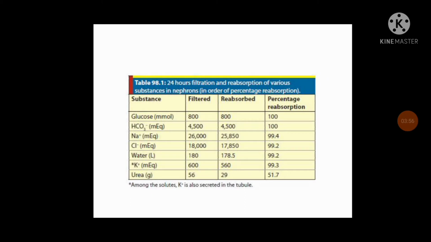Here the percentage of reabsorption for the different substances has been given. Glucose and bicarbonate are almost 100% reabsorbed in the renal tubule, whereas sodium, chloride, water, and potassium, almost 99 percent of these solutes or ions, will be reabsorbed. And for urea, 51.7% is reabsorbed, and the rest is excreted in the urine.